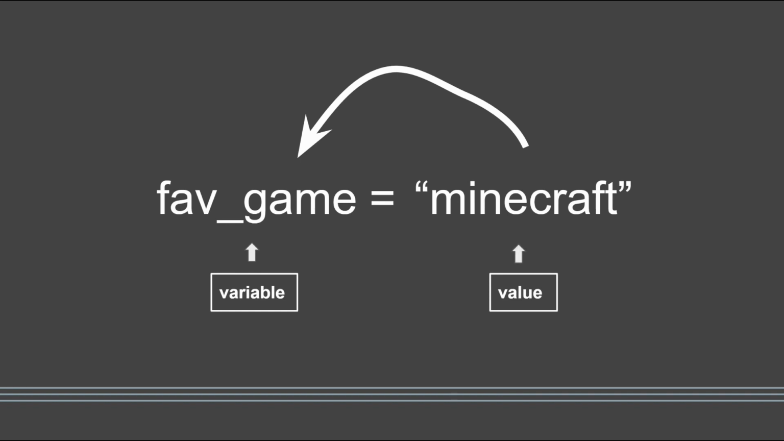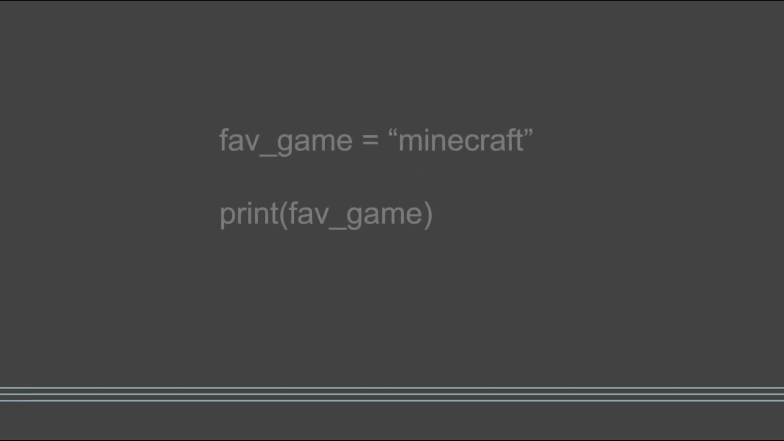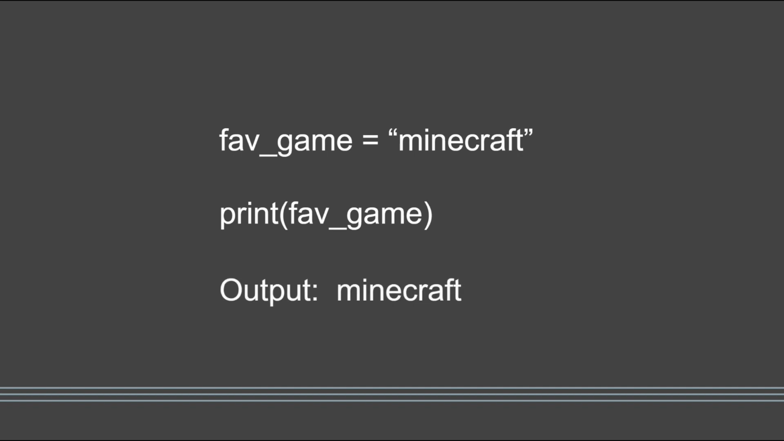Alright, so now that we've created our variable, we can actually begin to do different things with it. For example, we can use the print function to access what's being stored inside of our variable and output that variable onto our screen or console. So, using our example from before, we can pass our variable, favorite game, into our print function. And when we do that, we get in return the value that's stored inside. In this case, Minecraft. Alright, let's head over to our Python editor and see this all in action.